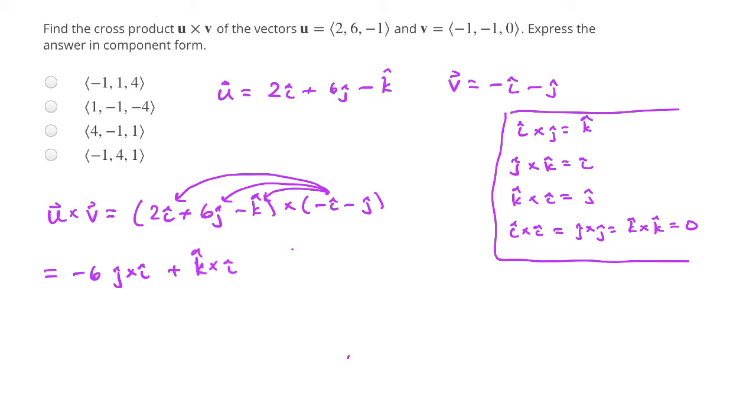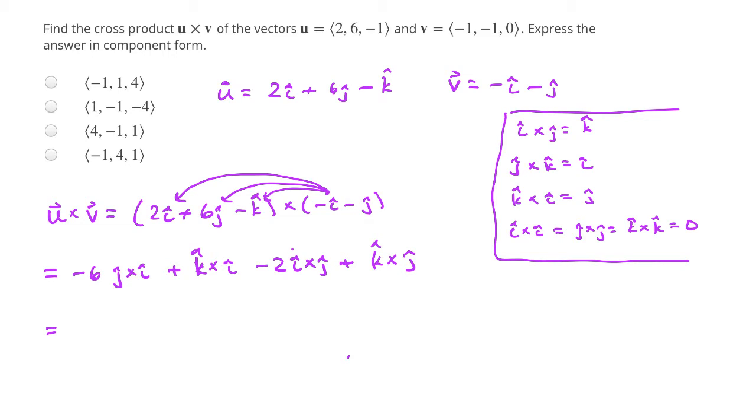Doing the same thing with the j, we can distribute that one as well. We have a minus 2 i cross j. Then our minus j cross j is going to give us 0. And so then we're just left with a minus 1 times a minus 1, so a plus our k cross j.